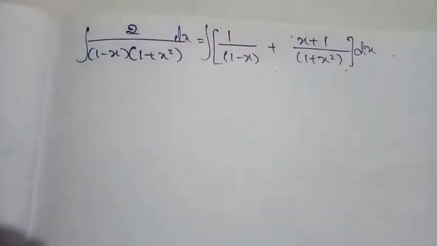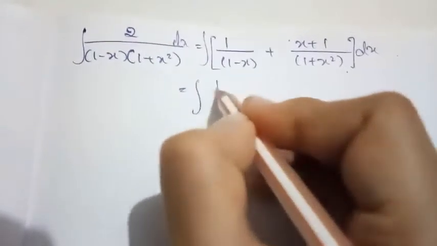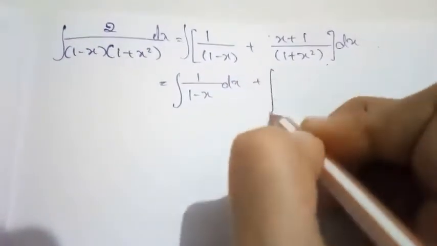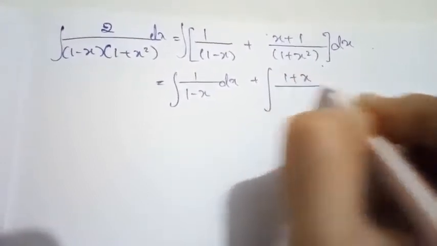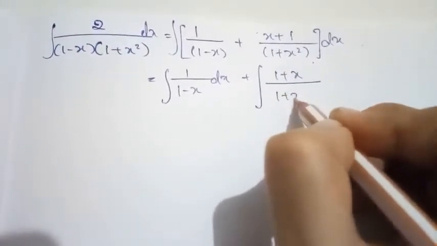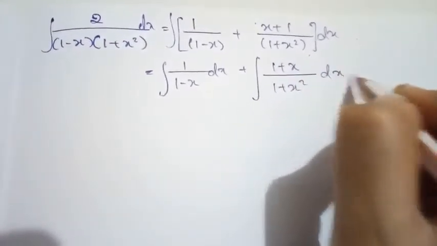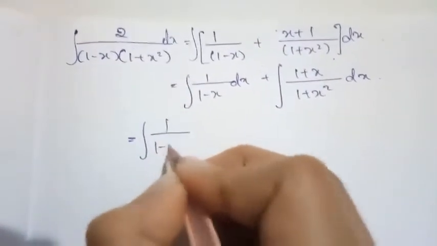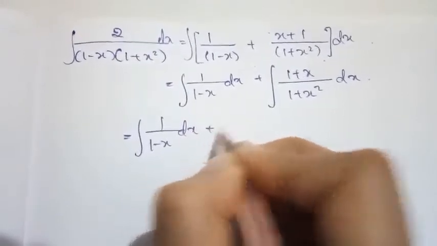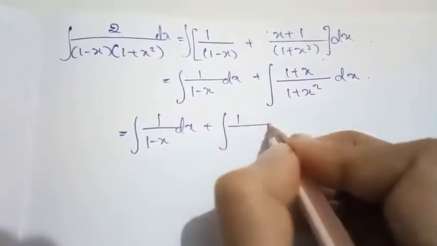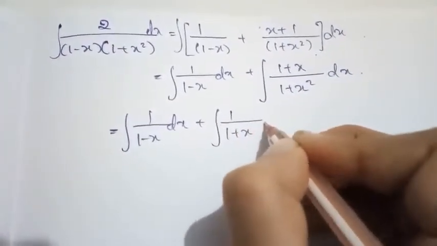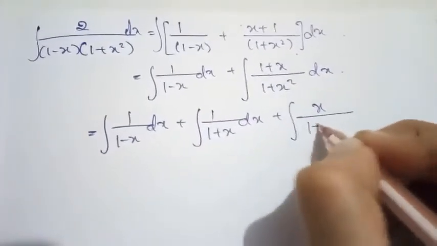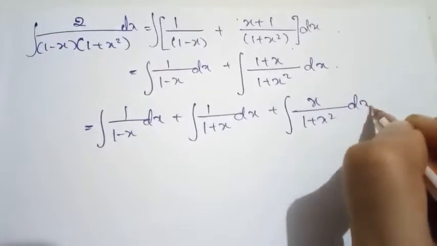Integrating on both sides, we get the integration of 1 divided by 1 minus x dx plus the integration of 1 plus x divided by 1 plus x square dx. I am keeping the first term as it is. The second term I am splitting the numerator, so it becomes 1 divided by 1 plus x square dx plus x divided by 1 plus x square dx.